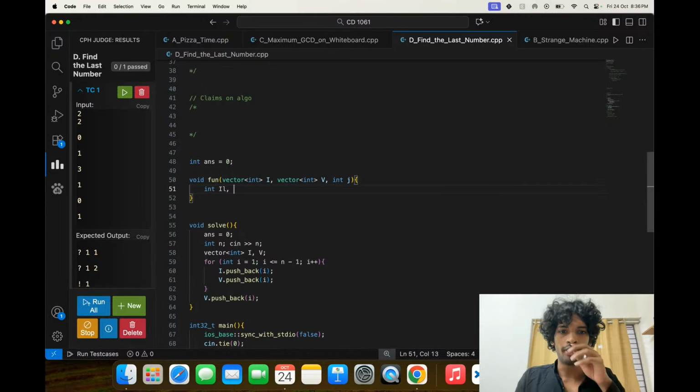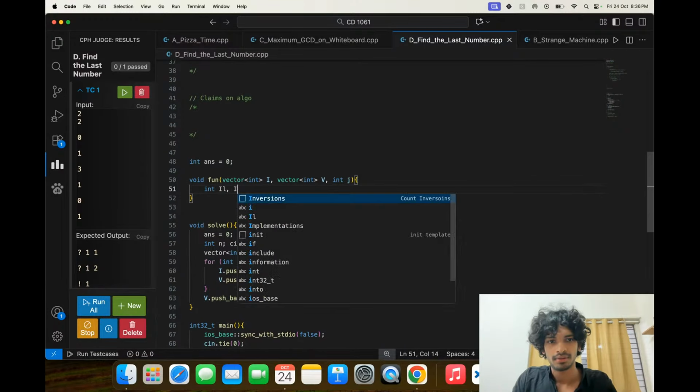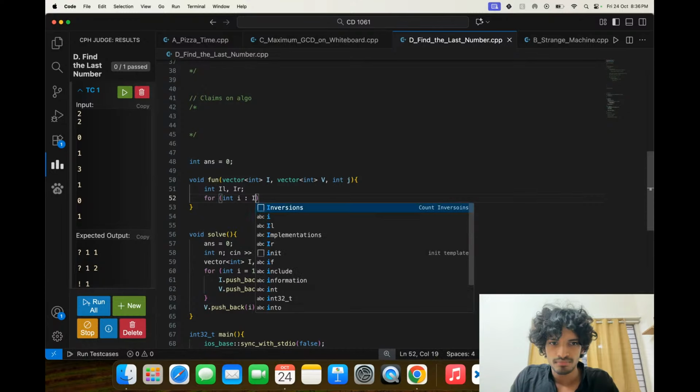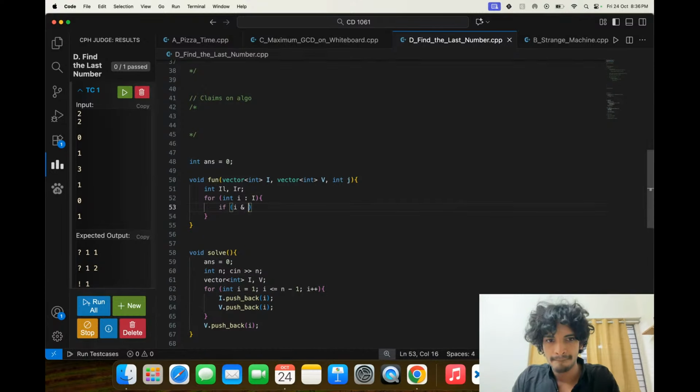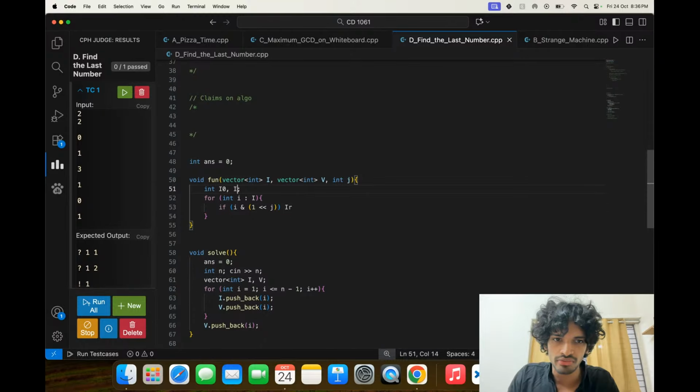So I will split them into half half, IL IR, based on the last bit. I'll split them into I0, I1. This bit was active. V0, V1.